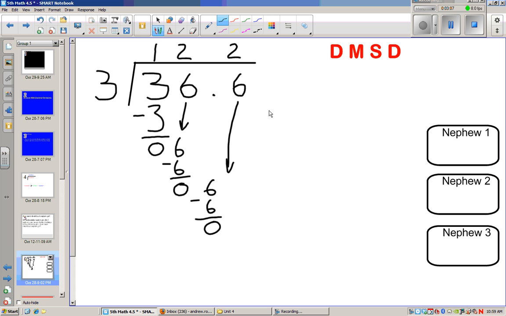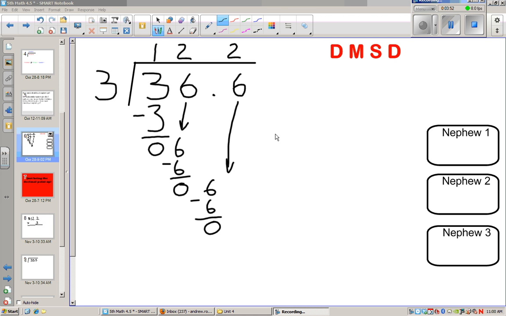So now I have to take a look at my answer. Right now my answer looks like 122. So does that mean that each nephew is going to get $122? Does that make sense? Well, if I look back in my problem, I only had $36.60 to give. So it wouldn't really make sense for each nephew to get $122. That would end up being $366, and I only had $36.60 to give. So I know that doesn't make sense, and I need to do something to my answer to make it make more sense.